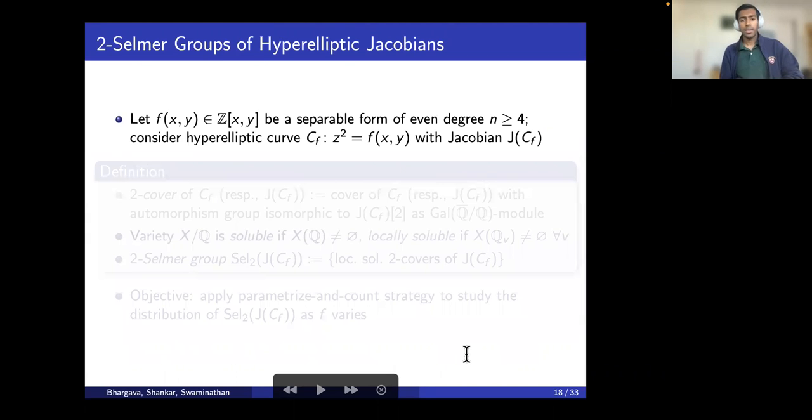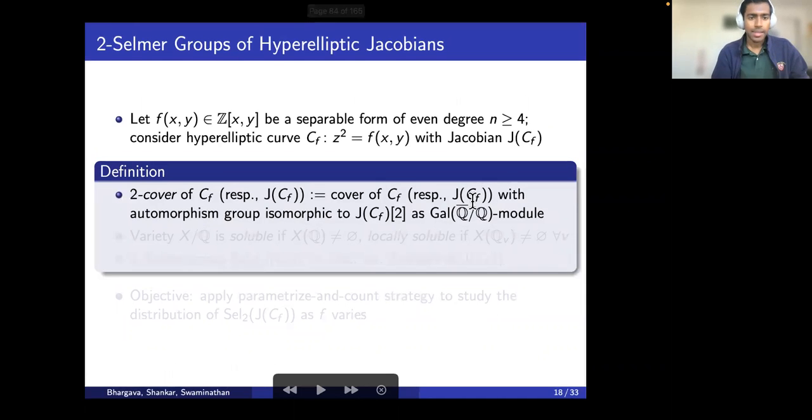Right. Okay, yeah, so we're looking at these hyperelliptic curves, z squared equals f of xy, denoting the Jacobian J of cf. Now I want to define the notion of two-Selmer group. I'll give a very brief definition. So a two cover of the curve CF is just a cover of CF, where the automorphism group of the covering is isomorphic to the two torsion of J of CF as a Galois module. And similarly, you can define a notion of two cover of J of CF.